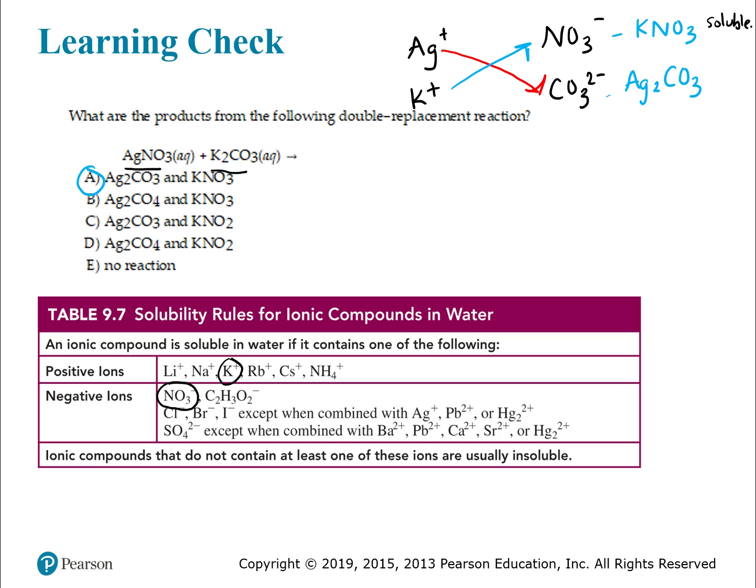Silver carbonate. We don't see anything about silver being on the list of positive ions that are usually soluble. And we don't see carbonate as part of the list of negative ions that are usually soluble. Since neither one of these things shows up, then we can predict that will likely be insoluble in water.